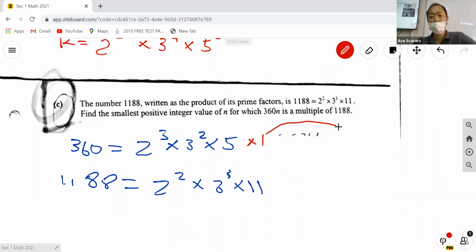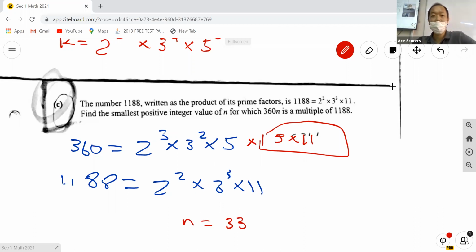So what's missing? This has 2 squared, this has 2 cubed, so it's more than this. This is 3 cubed, but this only has 3 squared, so it's missing one 3. This is 5, this has no 5, which is fine, and there is an 11. So you're missing 3 times 11, hence n equals 33. Make sure you understand this.